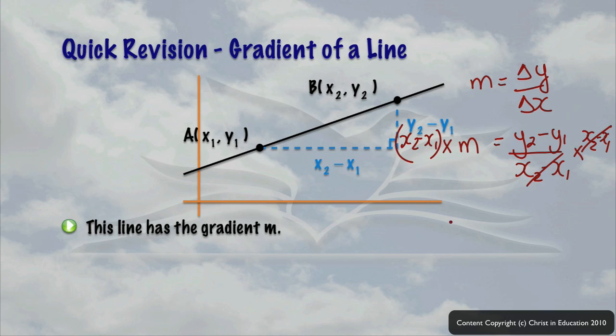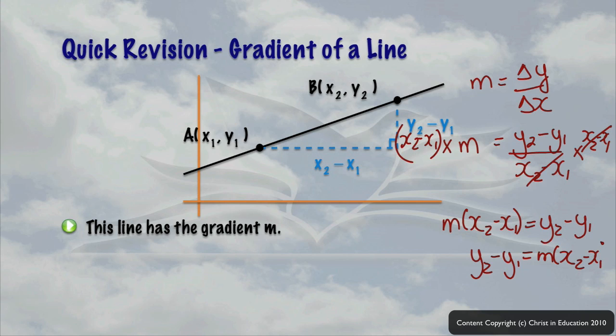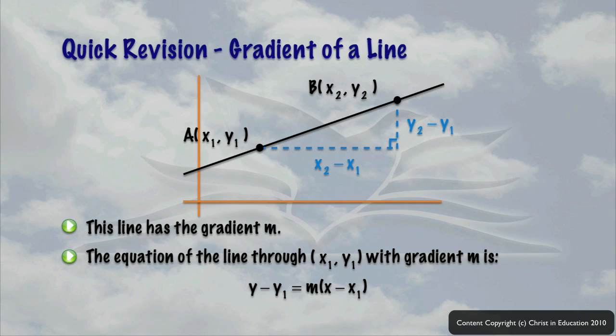Let's tidy that up a little bit. So I have m(x2 minus x1) equals y2 minus y1. Let's switch that around, and that will give me y2 minus y1 equals m(x2 minus x1). So that's how I can derive the point gradient equation. The point gradient equation, that's that thing over there. Or alternatively, you can just remember y minus y1 equals m, and then in brackets x minus x1.